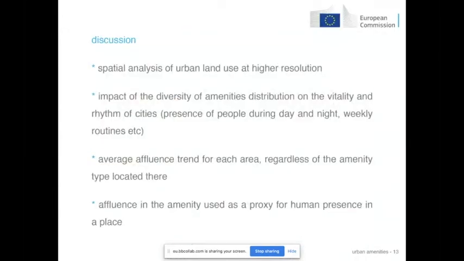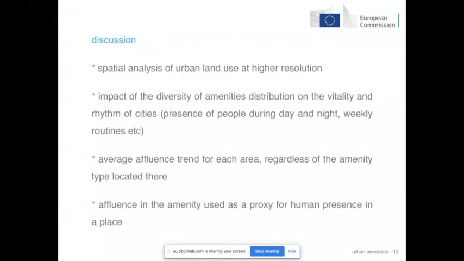So we run a cluster analysis, analyzing the urban land use at a higher resolution. We were interested in the impact of the diversity of amenities distribution, especially having a look at the vitality and the rhythm of the city. For example, the presence of people during day and night, the weekly routine, but also the loneliness of places in the city.